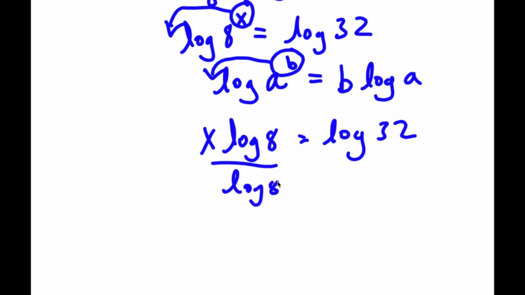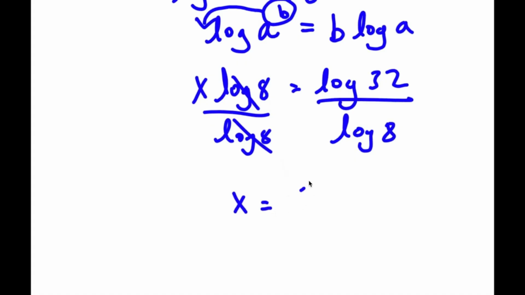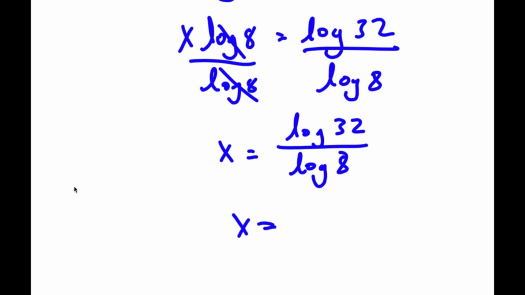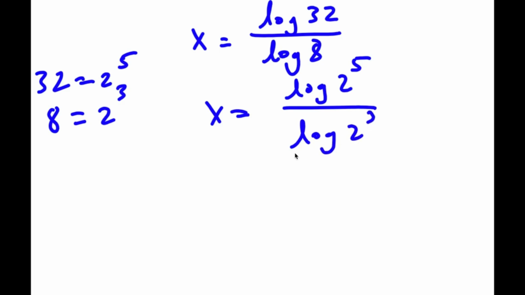Now I can divide by log 8 on both sides. These two will cancel out, so I'm left with x is equal to log 32 over log 8. Now 32 is the same thing as 2 to the power of 5, and 8 is the same thing as 2 to the power of 3. So now I have log 2 to the power of 5 over log 2 to the power of 3.